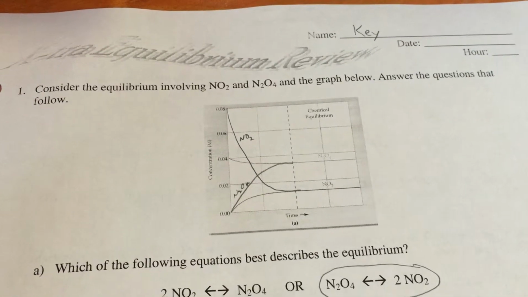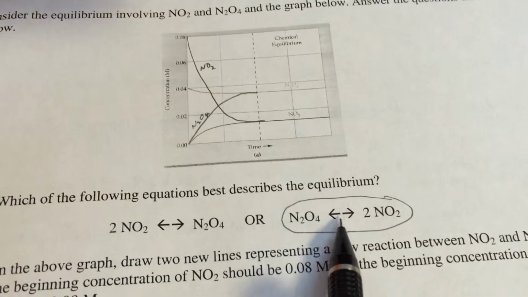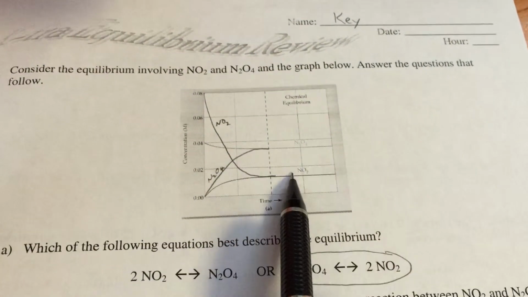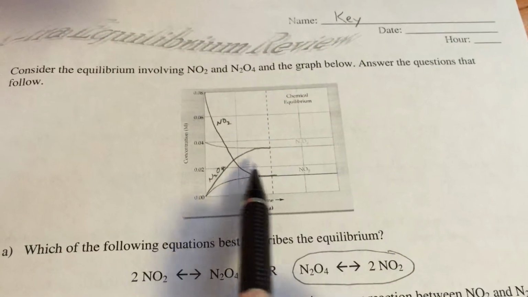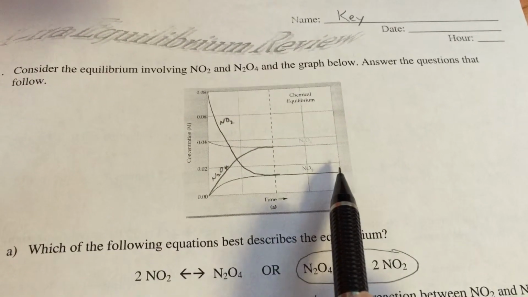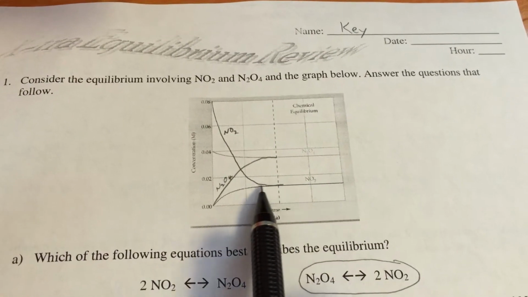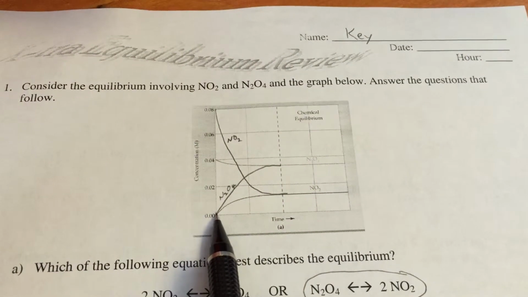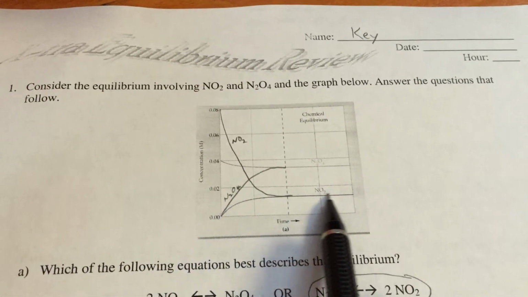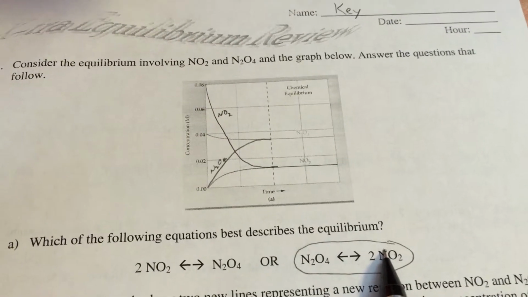Well, the equilibrium extra review. For part A, this balanced equation is the best one. And you know that because here's NO2. Ignore these darker lines that I drew in here. The NO2 was started right here at 0. So because NO2 started at 0 and increased in concentration, therefore it has to be the product.